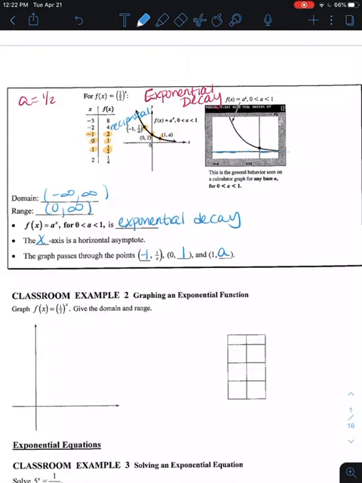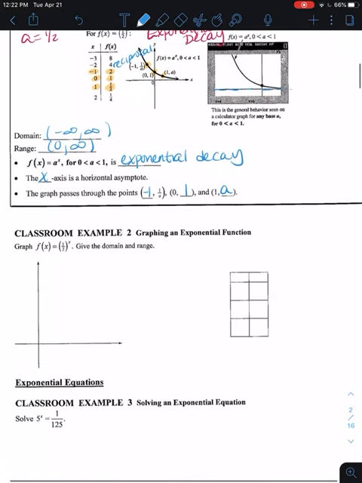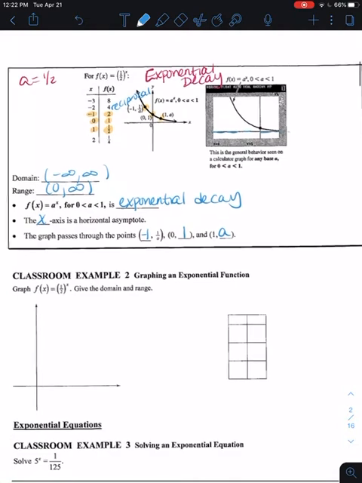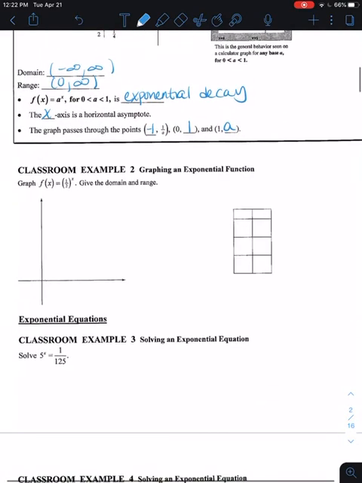All right, we're going to do an example. We're going to actually sketch the graph. I'm going to change this a little bit. We already graphed f of x equals 1 over 2 to the x power. So let's change it, and I'll make this f of x equals 3 to the x power.